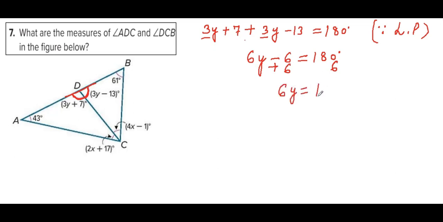6y is equal to 186. Divide by 6, divide by 6. y will be equal to 6 threes are 18, 6 ones are 6, so y is 31.